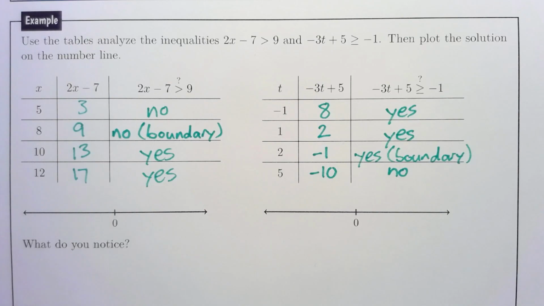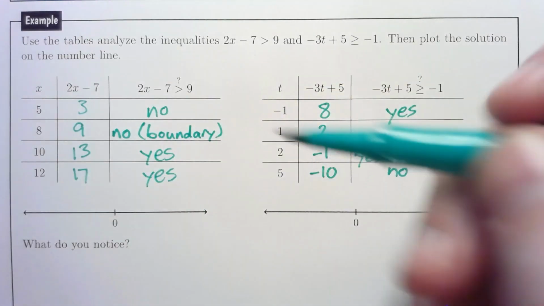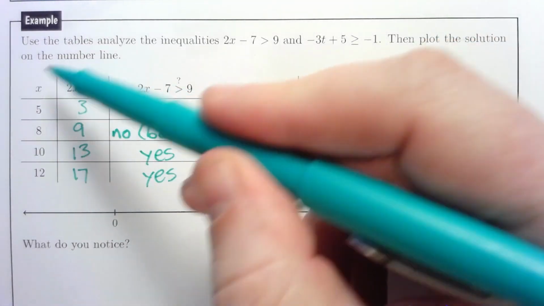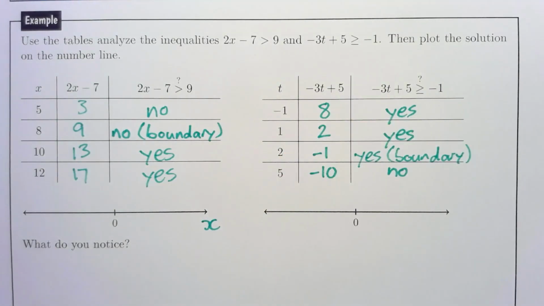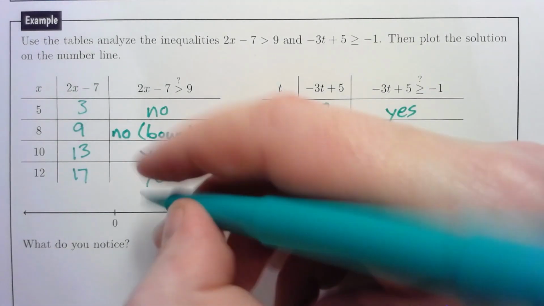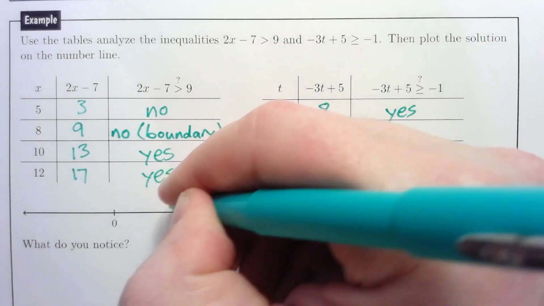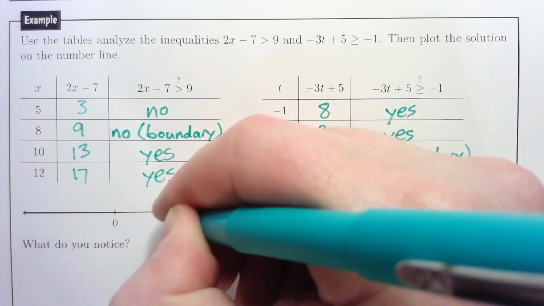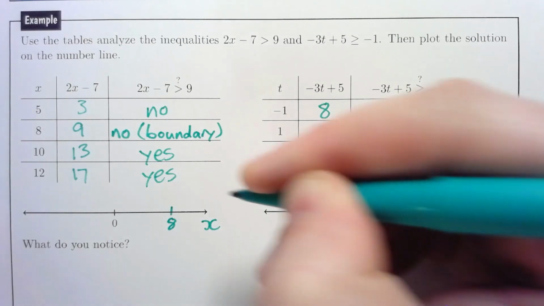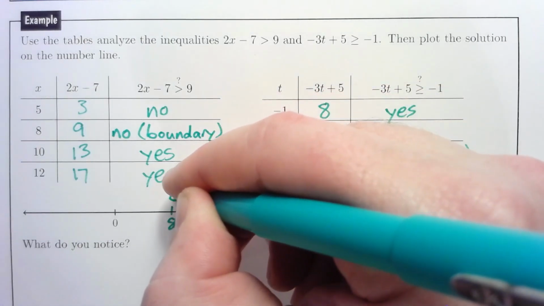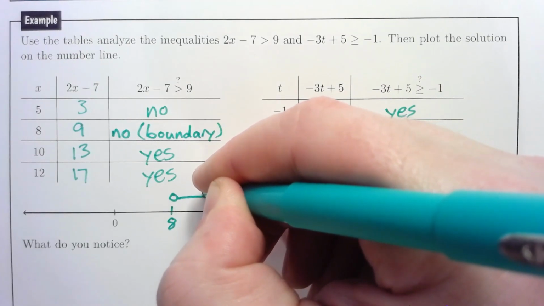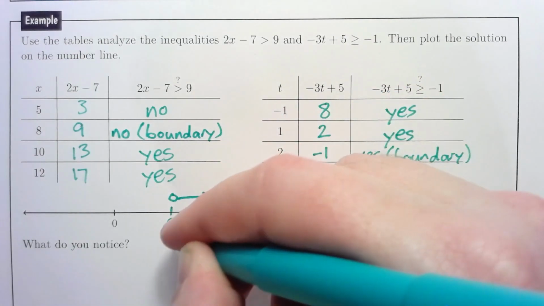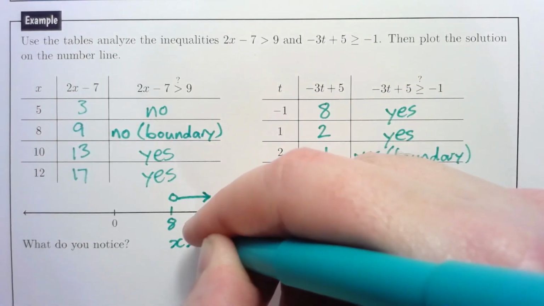Let's go ahead and graph these as well. So our solution set for this one here, remember our number line is showing our variable x, it changes at 8. And then it's not true at 8, but it is true for x greater than 8. In fact, we can write that down, that x is greater than 8.